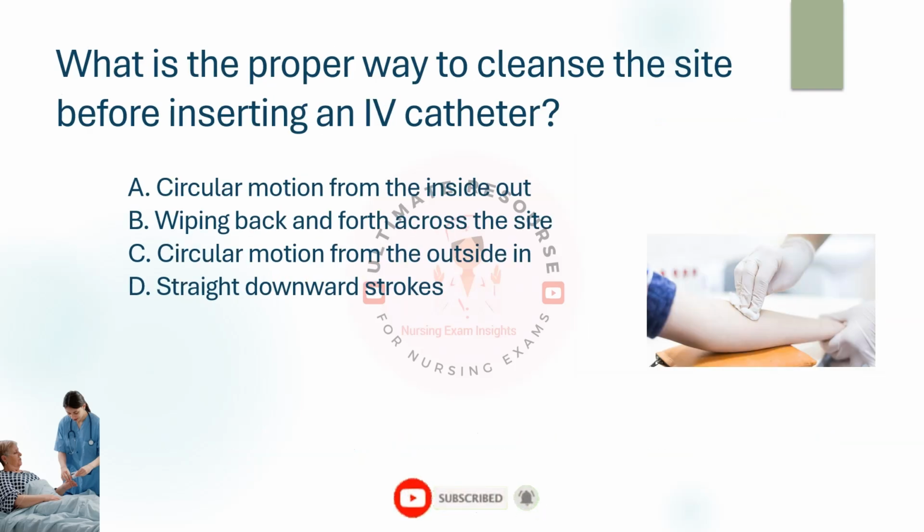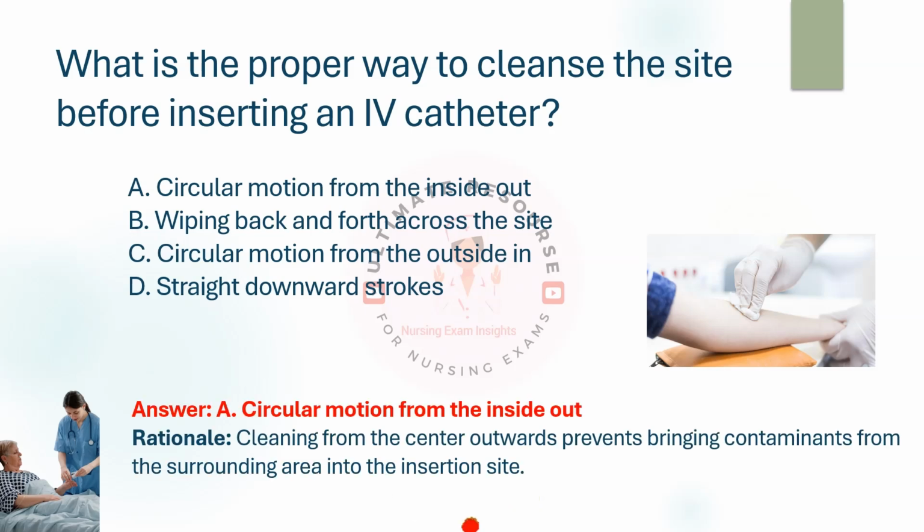What is the proper way to cleanse the site before inserting an IV catheter? Options are A. Circular motion from the inside out, B. Wiping back and forth across the site, C. Circular motion from the outside in, D. Straight downward strokes. The answer is A.